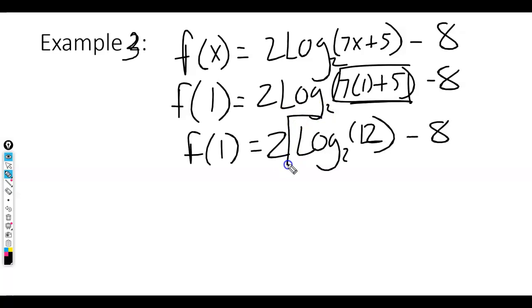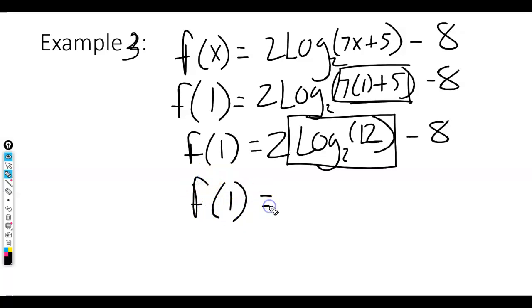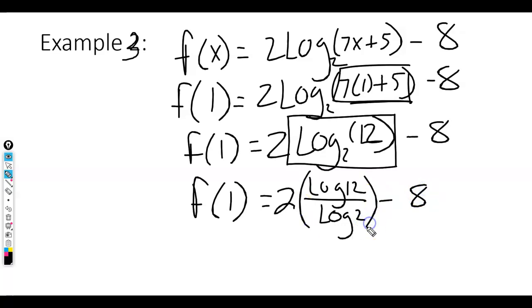And now we are going to take care of this using the change of base. I'm going to rewrite that as log 12 divided by log 2. So I rewrote that boxed expression into this parenthesis expression here using the change of base. So now using my calculator, I'm going to figure out what that is. Log 12 divided by log 2, 3.585.